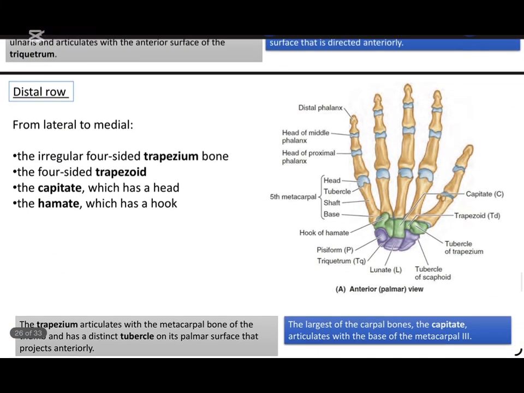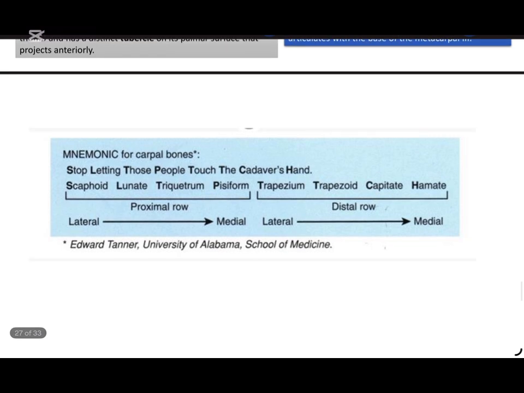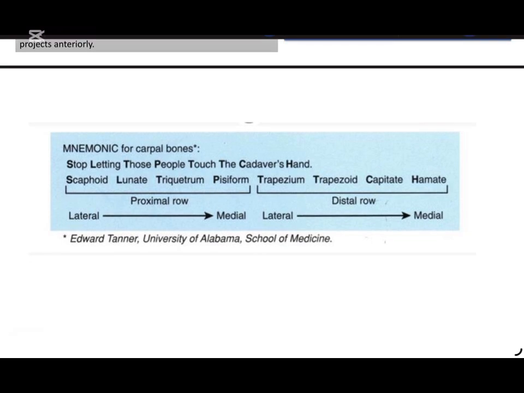So how can I memorize this? Usually بحط sentence. وfirst letter of this sentence بتمثل عندي one of the carpal bones. So for example, this sentence, stop letting those people touch the cadaver's hand. S, it's for scaphoid. L for lunate. T, triquetrum, etc. Okay?